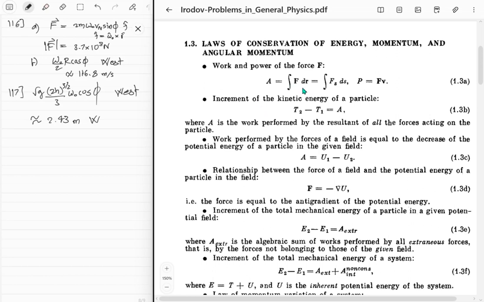Whatever. Work is the integration of F dot dr. F is the force, dr is the displacement. These are vectors, of course, so it's the dot product between them, which is the tangential force times the small element along the path. Power is force times velocity.